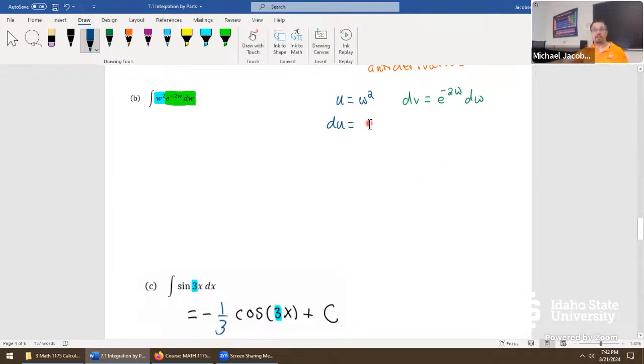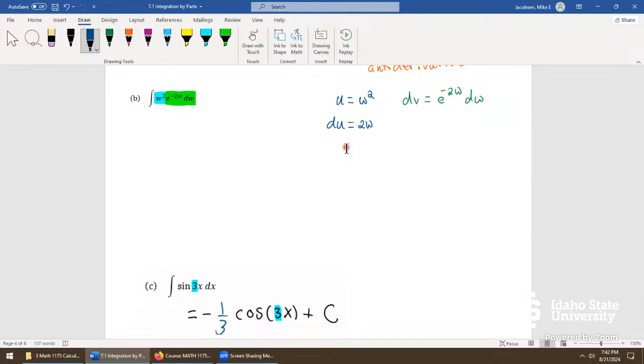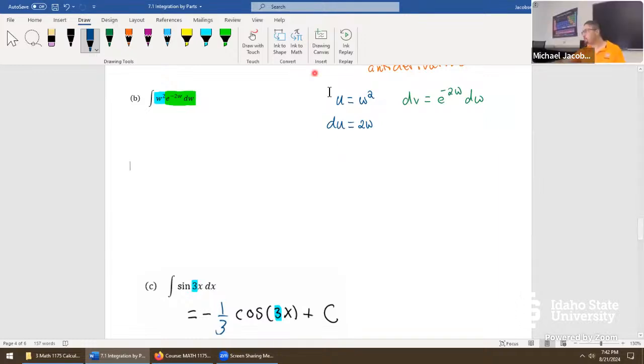Anyone see what this one should come out as for this differential? We get a 2w and a little bit more. dw. Exactly. So if the variable starts off as u, you get your du, the derivative here, 2w, and then just slap it with a dw.